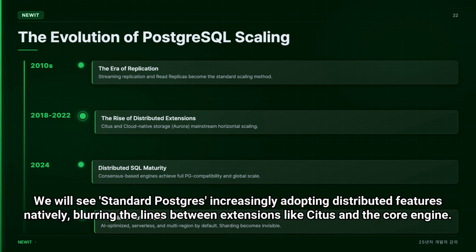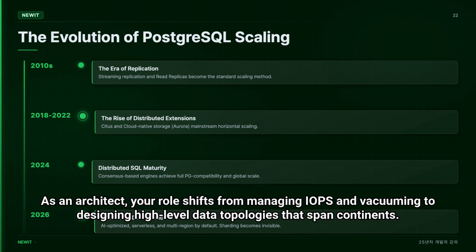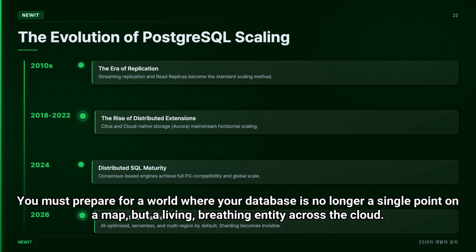We will see standard Postgres increasingly adopting distributed features natively, blurring the lines between extensions like Citus and the core engine. As an architect, your role shifts from managing IOPS and vacuuming to designing high-level data topologies that span continents. You must prepare for a world where your database is no longer a single point on a map, but a living, breathing entity across the cloud.